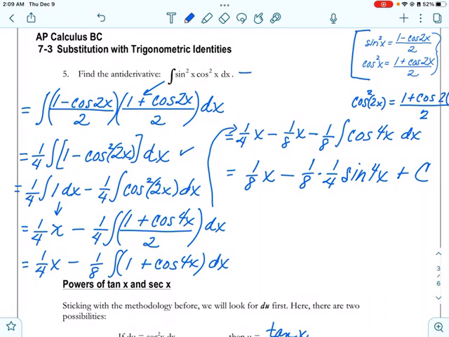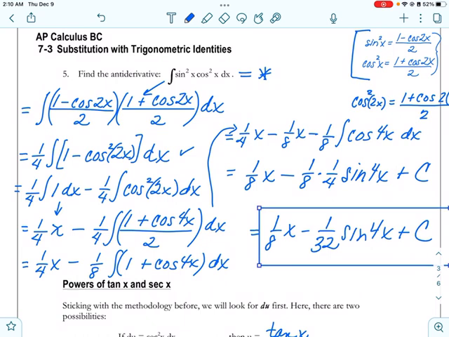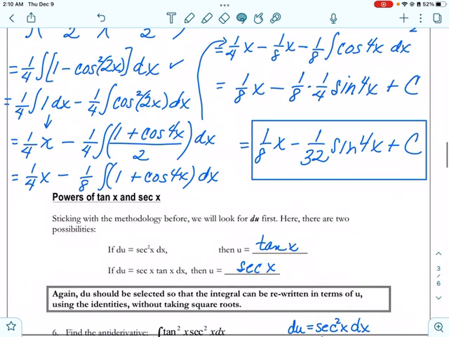So my final answer here, I'm going to put a star here. I've just got too much writing going on here. So it's 1/8 x, and then I've got 1/32 sine 4x here plus c. There you go. There you have it. There it is. Okay. And let me see if I can fix that box up there. And that should be the answer for my integral then. Okay, so there's number 5.